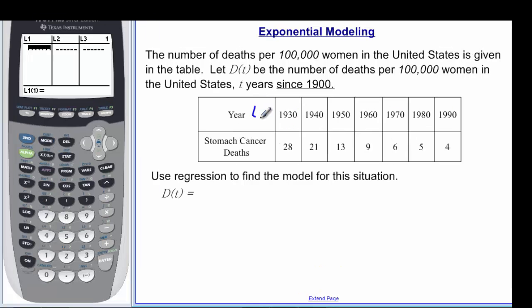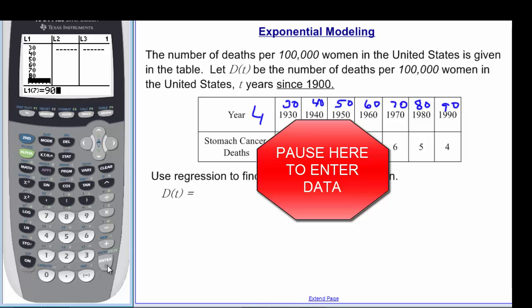This is going to be my L1, and the L1 values are actually going to be 30, because it's 30 years since 1900, then 40, 50, 60, 70, 80, and 90. And then these values will be my L2 values just like they are. So if I come into my calculator, again, remember I hit stat and then edit to get to where I am here. And I put in my 30, and then I arrow over to L2, and I put in 28.